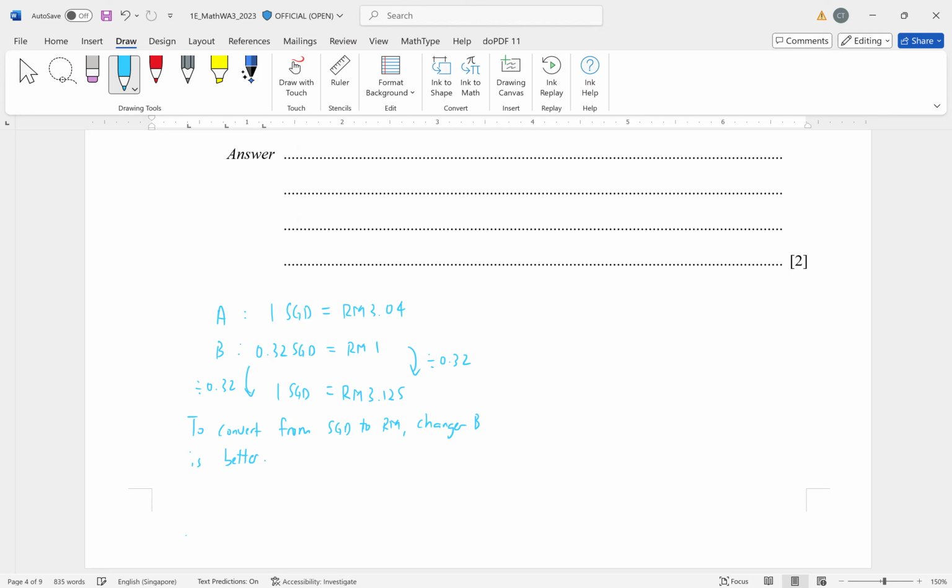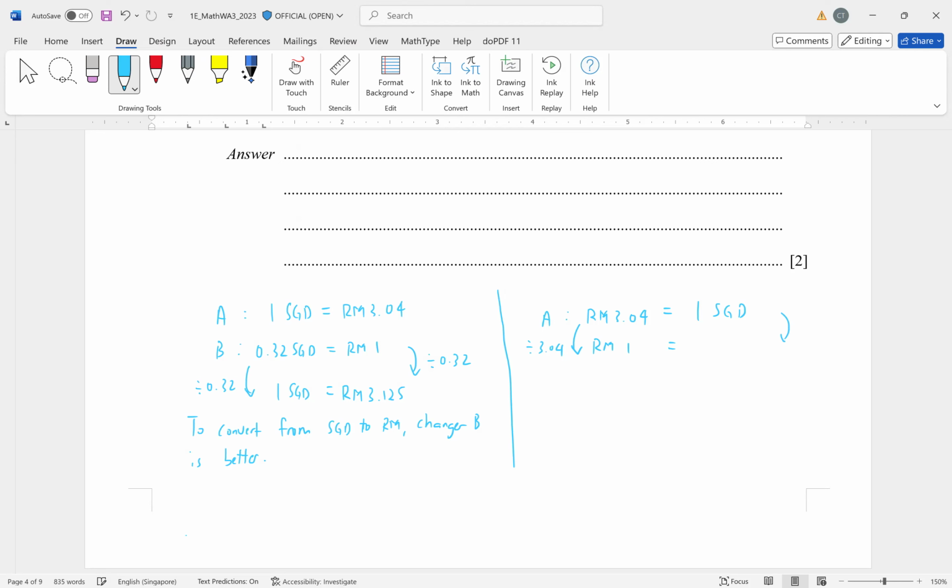Better, right? Because you can get more RM for 1 SGD. Okay, but what if I want to compare the other way around? For money changer A, RM 3.04 is equal to 1 SGD. Now I want to calculate 1 RM. RM1 is how much SGD? So I will divide by 3.04.